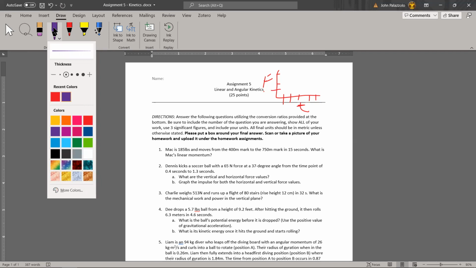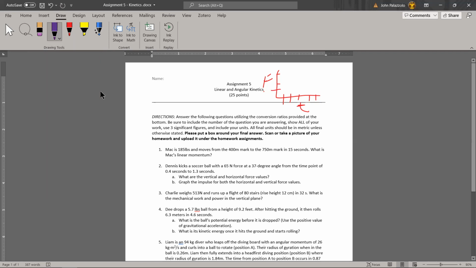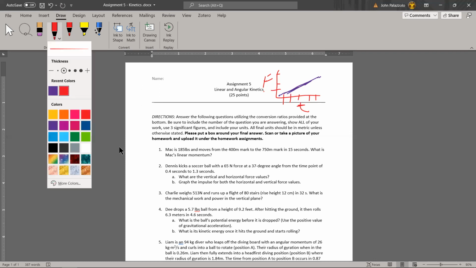Use this again, go back here. Okay. And we're going to say that's smaller than the horizontal force. I haven't calculated, but we're just pretending. It's going to be a slope like this. Okay. Now let's say we want to graph the horizontal force.